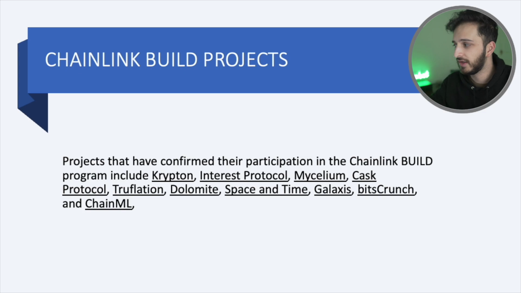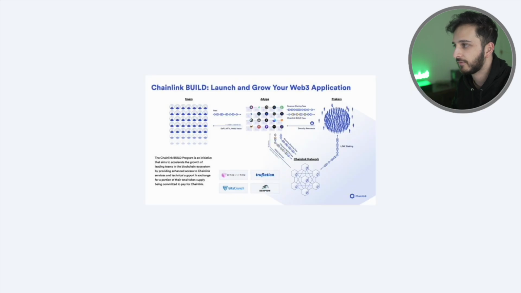Now, the Build program already has a number of different protocols that have confirmed their participation. So all these ones listed on the screen right now, some of these are small DeFi applications, they're not that big. But 3 to 5% of their token supply is going to go to the Chainlink stakers, and this is going to grow with time as well. So Chainlink stakers are not only going to gain 4 or 5% in APR from Link, but they're also going to gain some of these different tokens as well. And I think this is huge.